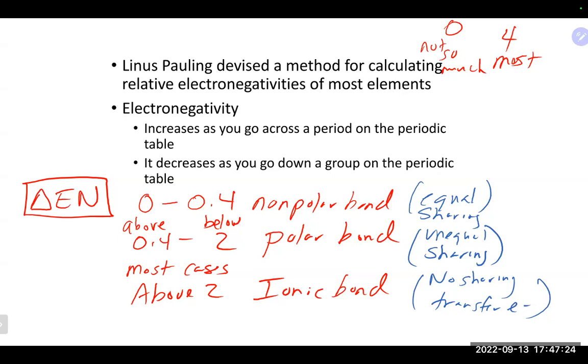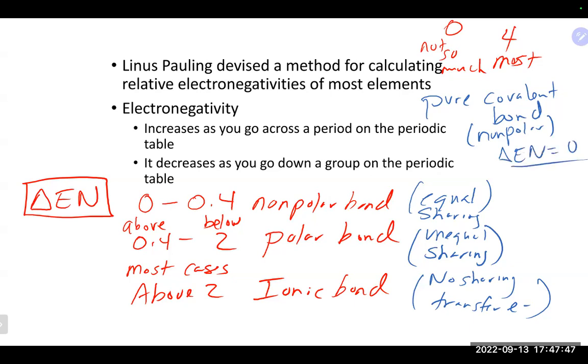Another terminology that is sometimes used, especially for a nonpolar bond, is a pure covalent bond, which is really a nonpolar bond. It is when you have an electronegativity difference of pretty much 0. It is considered perfect equal sharing of electrons. It's a nonpolar bond, and it's sometimes referred to as a pure covalent bond because of that perfect equal sharing of electrons.